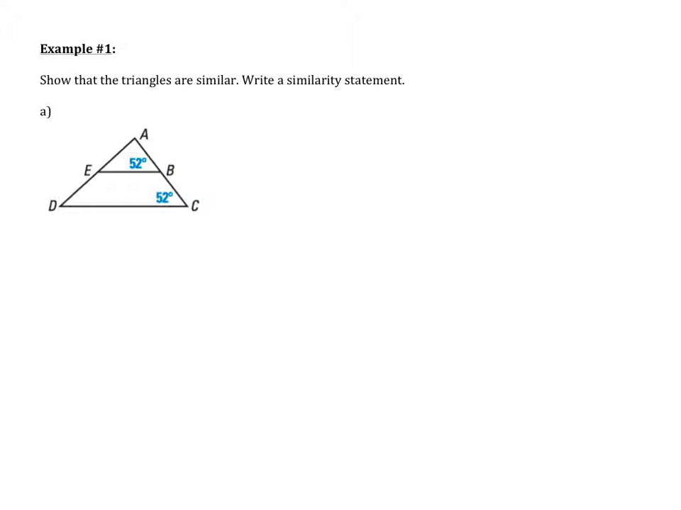And here is example number 1, and we're actually going to have 4 parts. So here is part A. Show that the triangles are similar. Write a similarity statement. So we can see in this problem that we have two triangles where one is inside of the other, and we're given that they each have a 52-degree angle. So it often helps to draw the triangles separate when they are inside of each other like this. So here's the big one, triangle ADC, and the small one, triangle AEB.